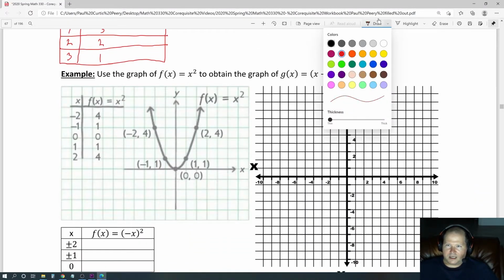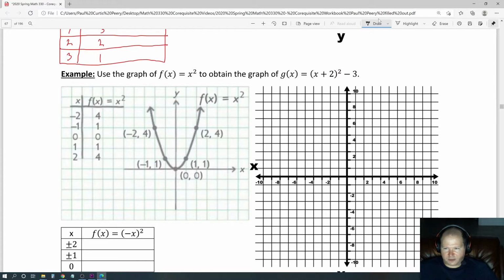Okay, so let me do the original one on this one. It should have looked something like that. There we go, and like that. Okay, so that was the original one. Now, without me actually filling out that chart, let's see if we can figure this out. It's adding 2 here to the x's, so it's opposite looking, so it should go 2 to the left. And because I'm subtracting 3 here, it should go 3 down.